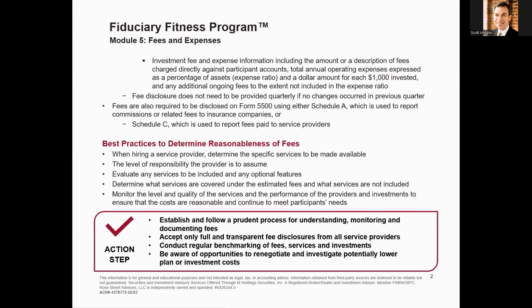Be aware of opportunities to renegotiate and investigate potentially lower plan or investment costs. There's been litigation where plan sponsors have gone to the vendor and said, can we get a lower share class? And the vendor has said, no, you're not eligible yet. You need 50 million of assets or 2 million of assets and whatnot for that particular investment or in total, whatever the case may be. But the plan sponsor did not say, can we have an exception to that rule?